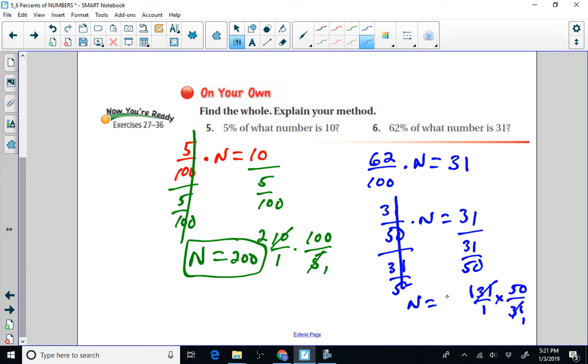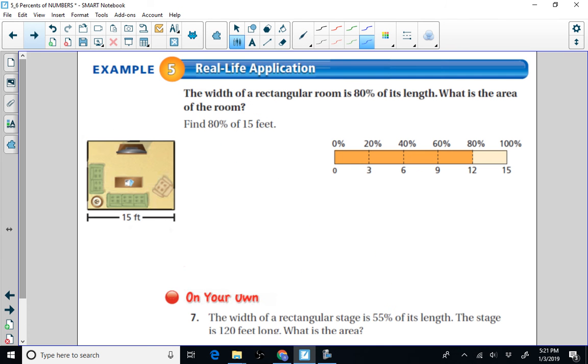Numerator times numerator, denominator times denominator, n is going to be 50. 62% of what number is 31? That number is going to be 50. Let's take a look at our next example.